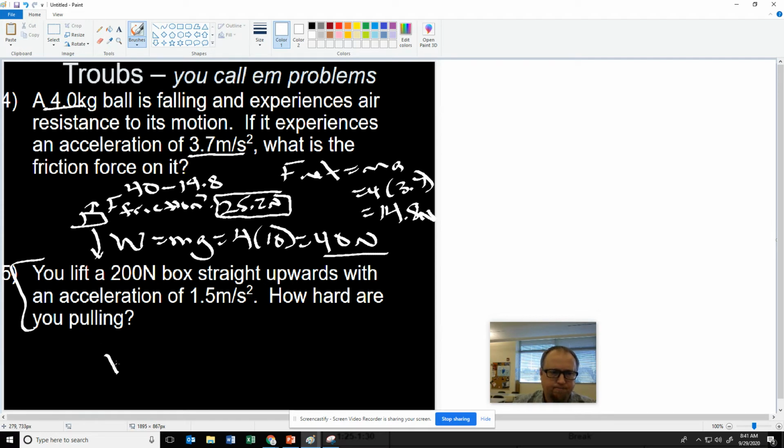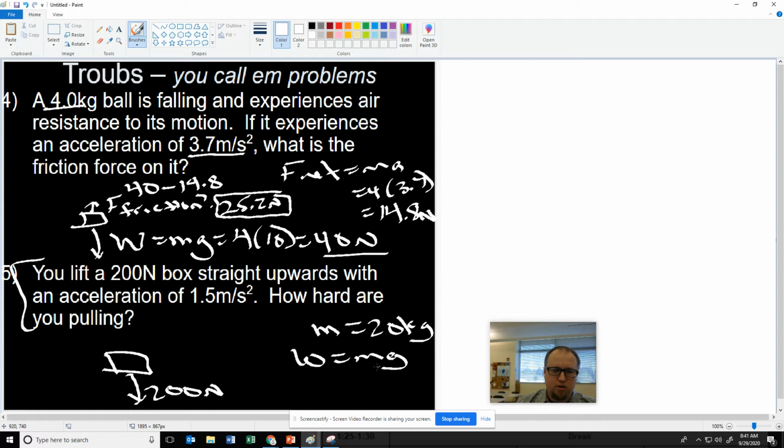All right, here we go. Box, 200 newtons. The mass will only be 20 kilograms, because remember how weight equals m times g? We have to divide that g out. So if weight equals mg, I get 200 equals mass times g, which is 10 meters per second squared. So you get a mass of 20 kilograms.